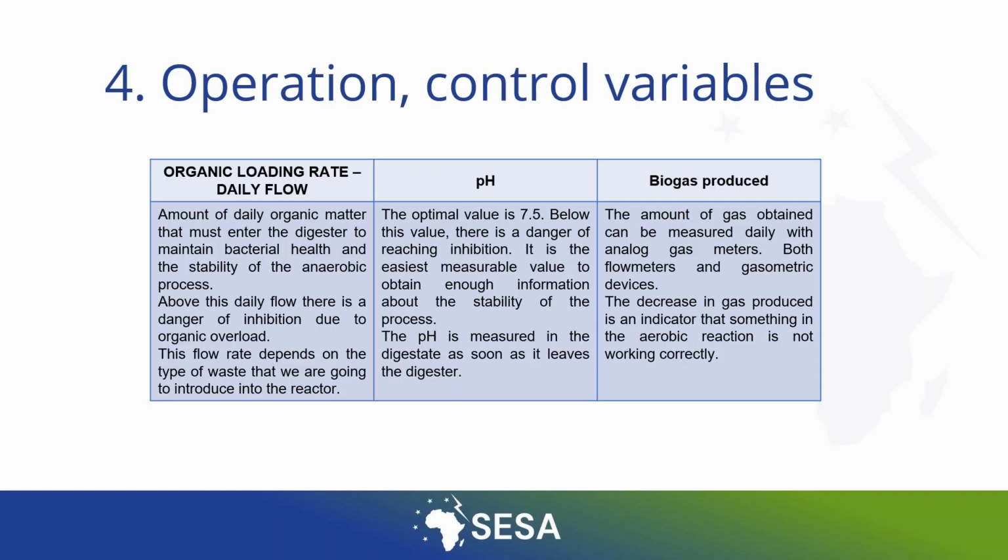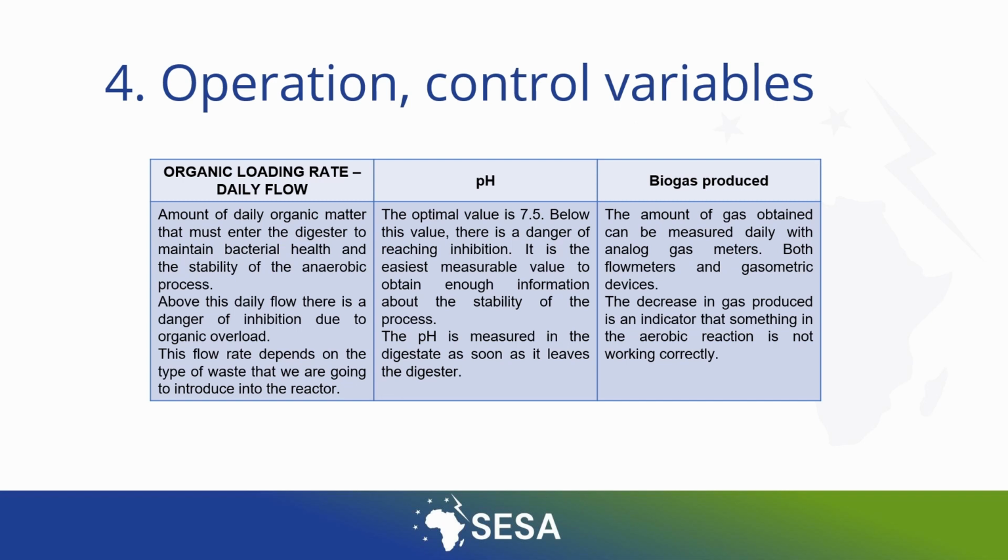Organic loading flow rate: the amount of daily organic matter that must enter the digester to maintain bacterial health and the stability of the anaerobic process. With this daily flow, there is a danger of inhibition due to organic overload. This flow rate depends on the type of waste that we are going to introduce into the reactor.